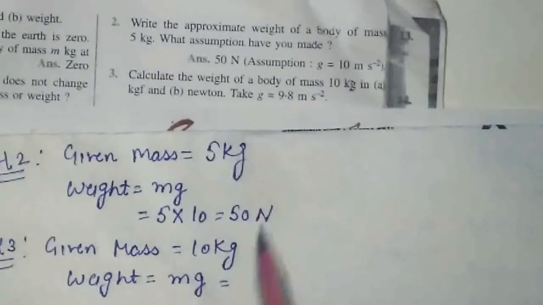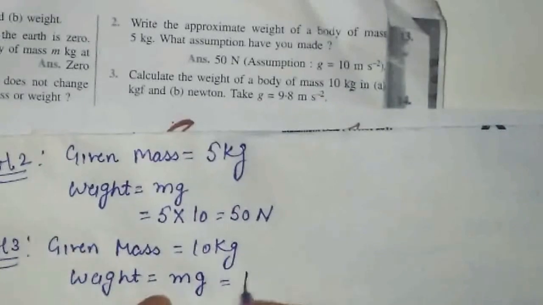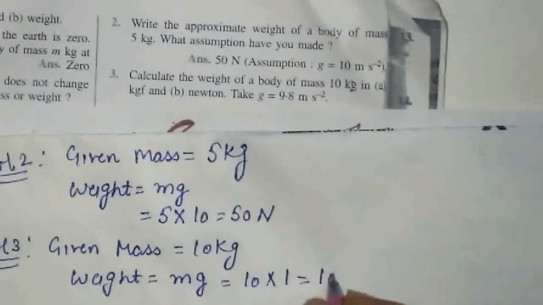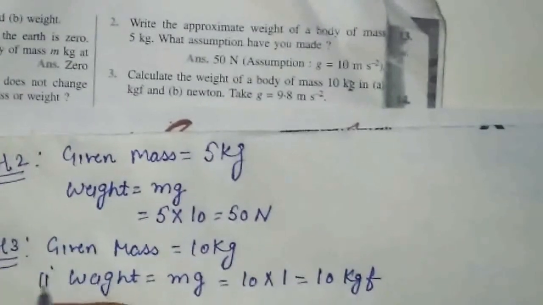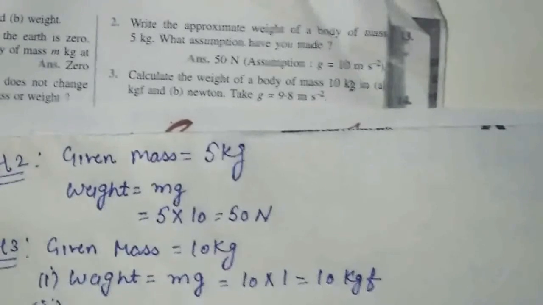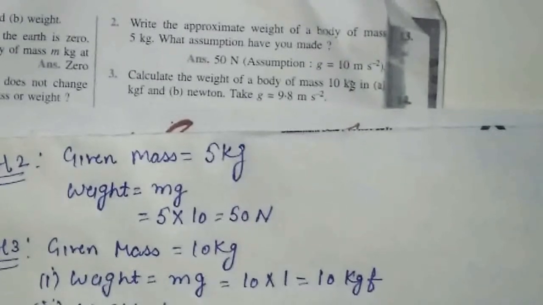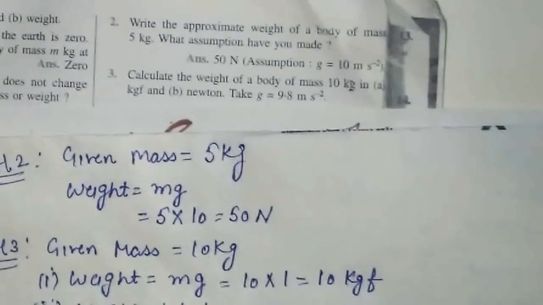Now we have to calculate the weight in kilogram force. So mass is 10 and g becomes 1. So the answer is 10 kg force. This is your first part. Now the second part: weight of the body is equal to m into g.